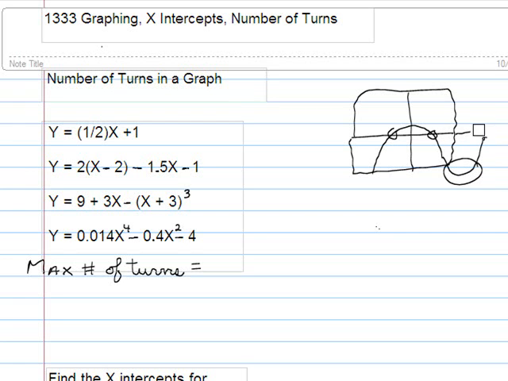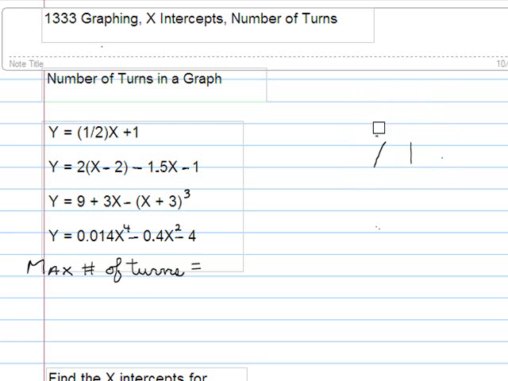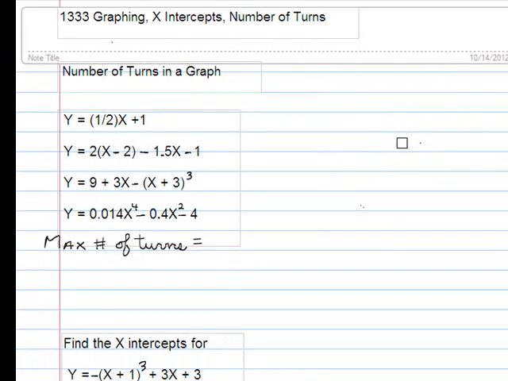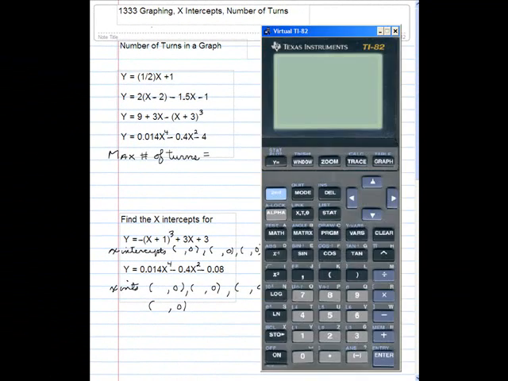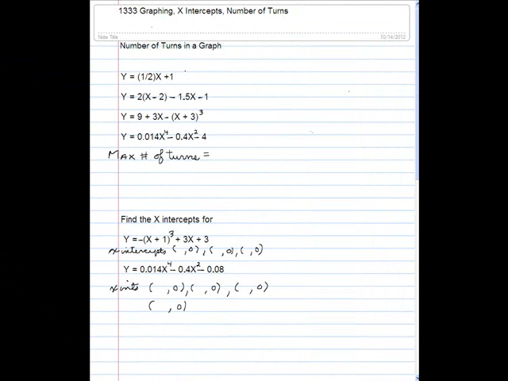So the first thing we're going to look at is a little rule for determining the maximum number of turns that a function can make. So let's go ahead and get right into that. I'll bring my calculator up. What we're going to do is look at four different functions.